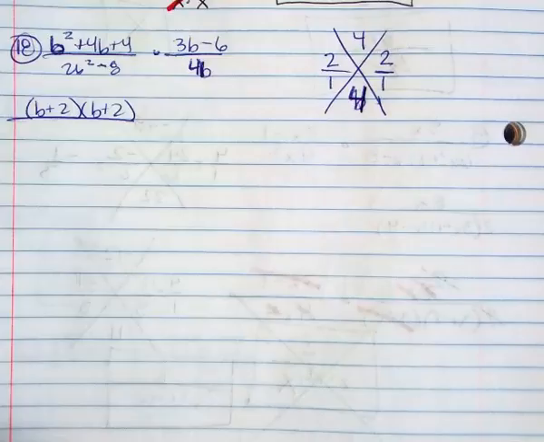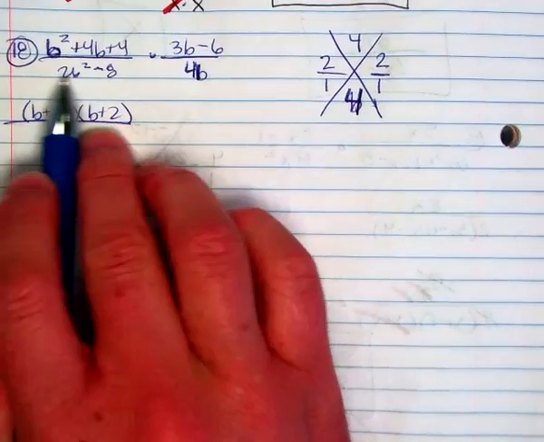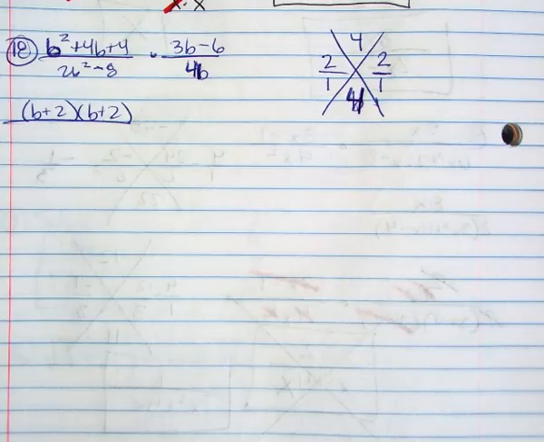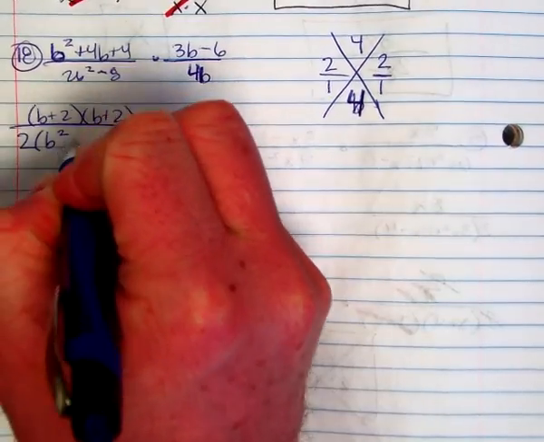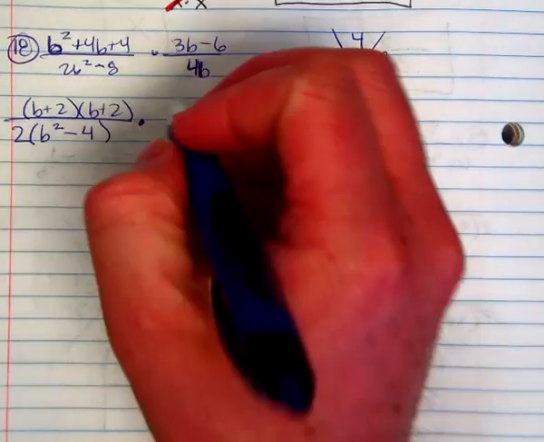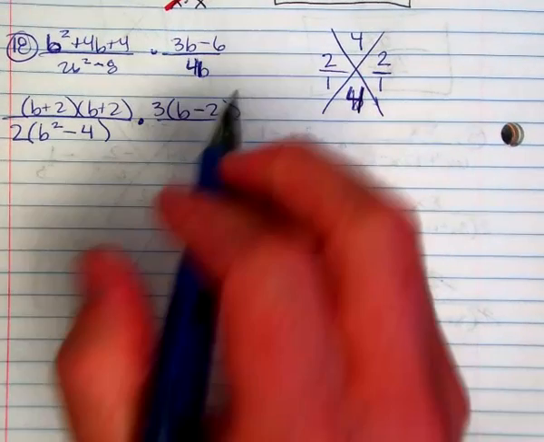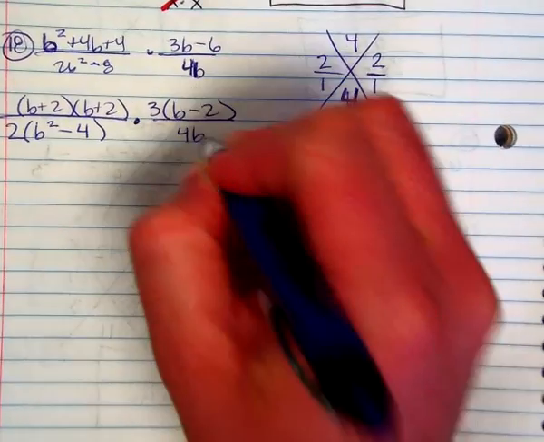For the denominator, we saw this in the warm-up today, and this did create a problem. I have 2b squared minus 8. The very first thing you should always do when you are factoring is take out what they have in common. These are both multiples of 2. That would leave me with b squared minus 4. For the other numerator, 3b minus 6, they're both multiples of 3, leaving me with b minus 2. The denominator is the only thing that can't be factored. It just says 4b because it's a monomial.